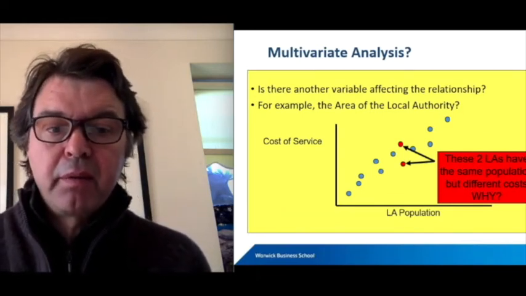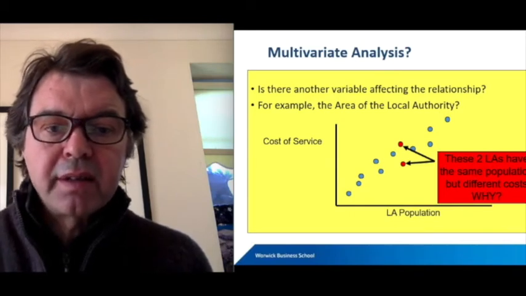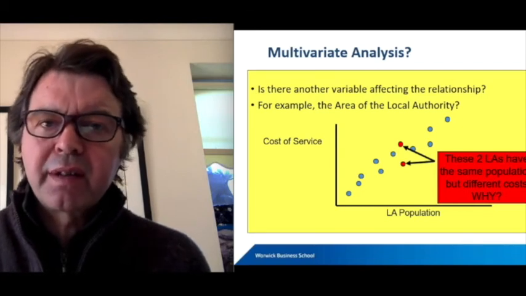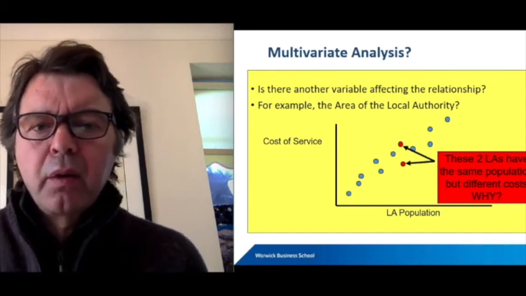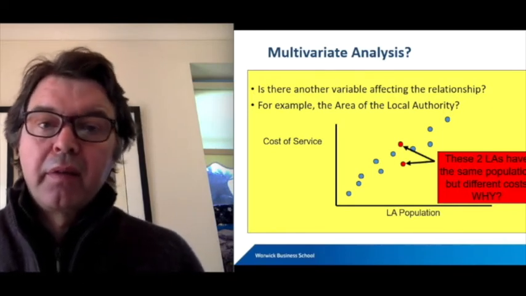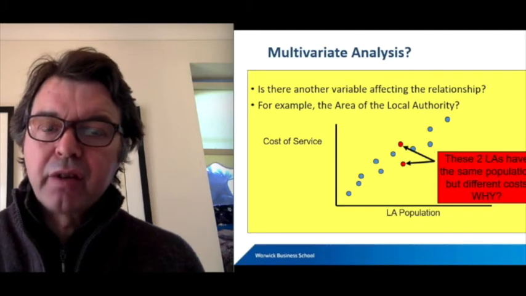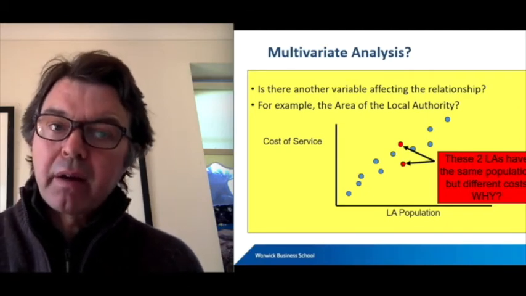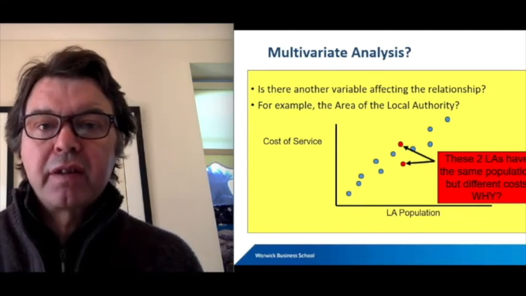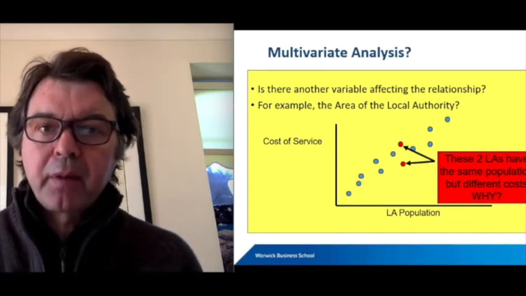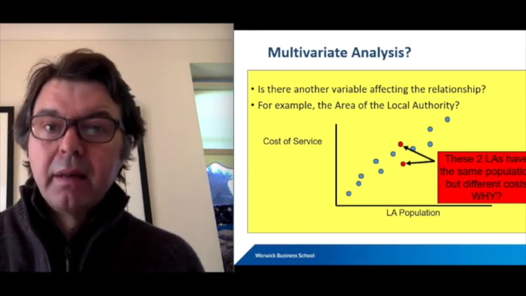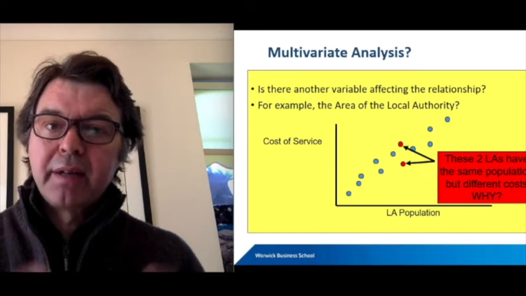So for example, here we've got two local authorities. They have the same population, but they have different costs of service. So can we explain that? Well, with some local authority services, for example, the population is the major variable, but also area of the local authority can affect costs. So for example, if the service includes delivery or travelling, then the travel costs will be higher if the local authority area is larger.